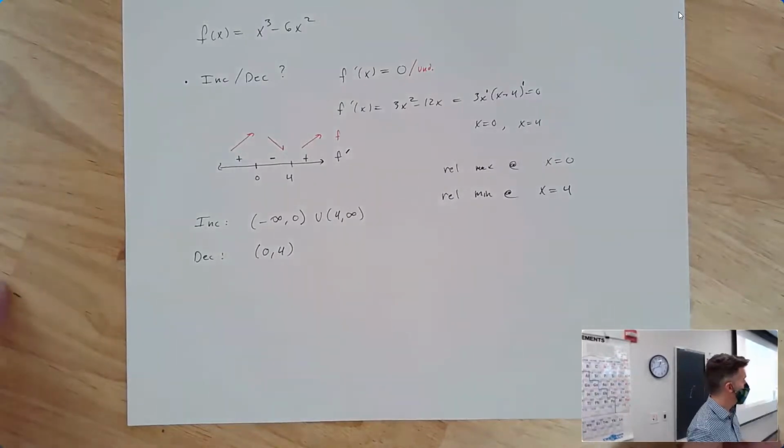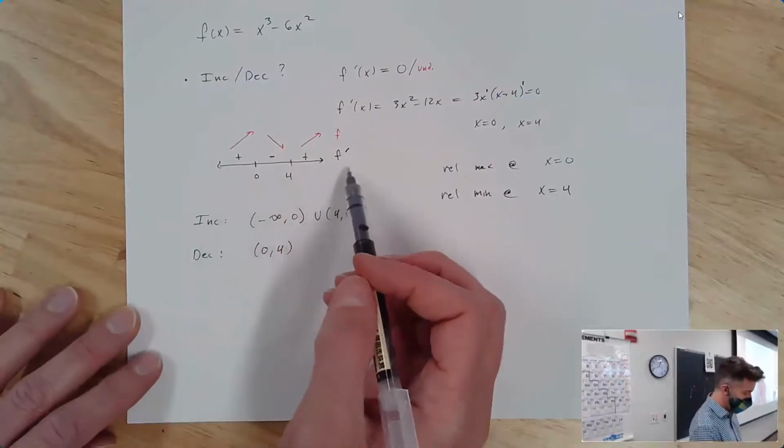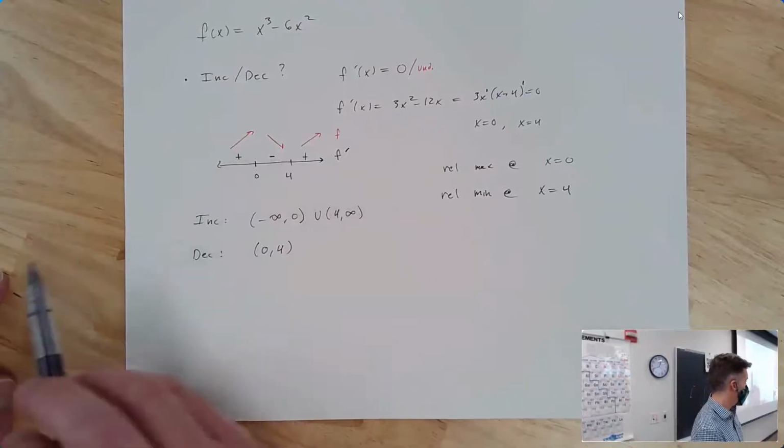That's the whole gist of the first derivative test: you use this sign chart of the derivative to tell you if you have a relative maximum or a relative minimum.